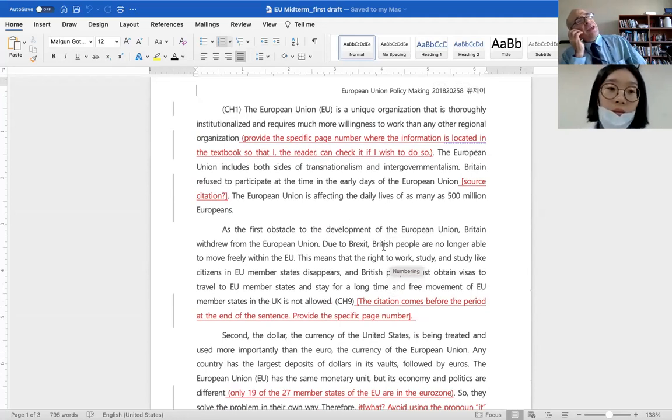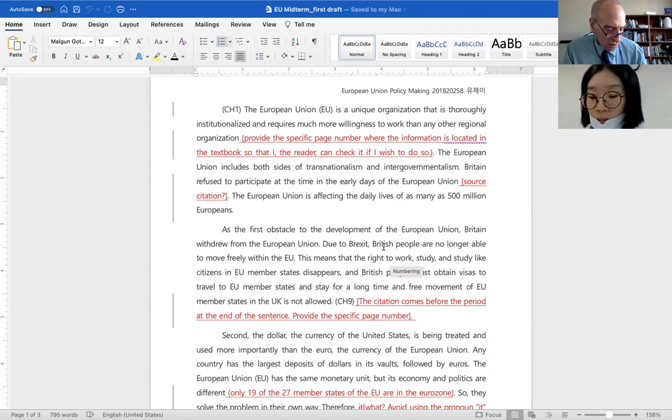So you might think, yeah, in chapter 1, Olson writes about how Winston Churchill founded the European Union. And then you go back and check and you say, oh no, it wasn't Winston Churchill that founded the European Union. It was the French and the Germans who founded the European Union. And it was a French plan. And because you go back and check, right? And so, you know, please put the page in. So, let's go through this. Chapter 1, European Union is a unique organization, thoroughly industrialized, and requires much more willingness to work than any other regional organization.